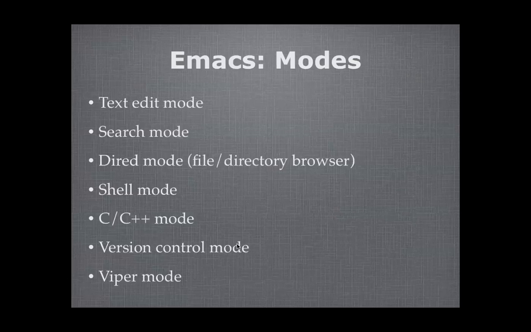Okay, so one of the powers of Emacs is it's got different modes, and depending on what you're doing, it can be smart about what mode it goes into. There's text edit mode, which is obviously the default. When you open a file, it's in text edit mode. But there's also other modes like search mode. There's like 5 different ways to search for things in Emacs. There's Dired mode, which is the file browser or directory browser that I was just talking about, that I'll get to shortly. There's also shell mode, so you can run shells from within Emacs.